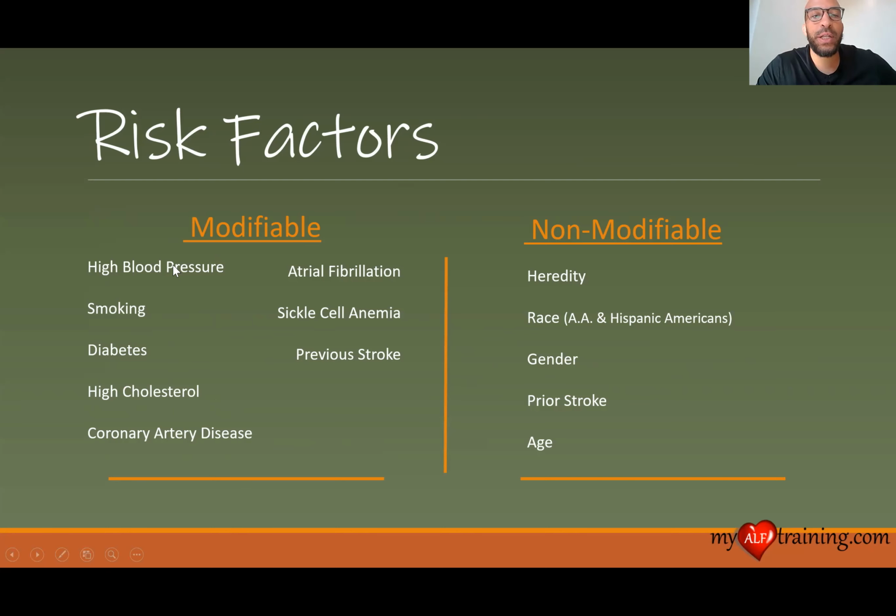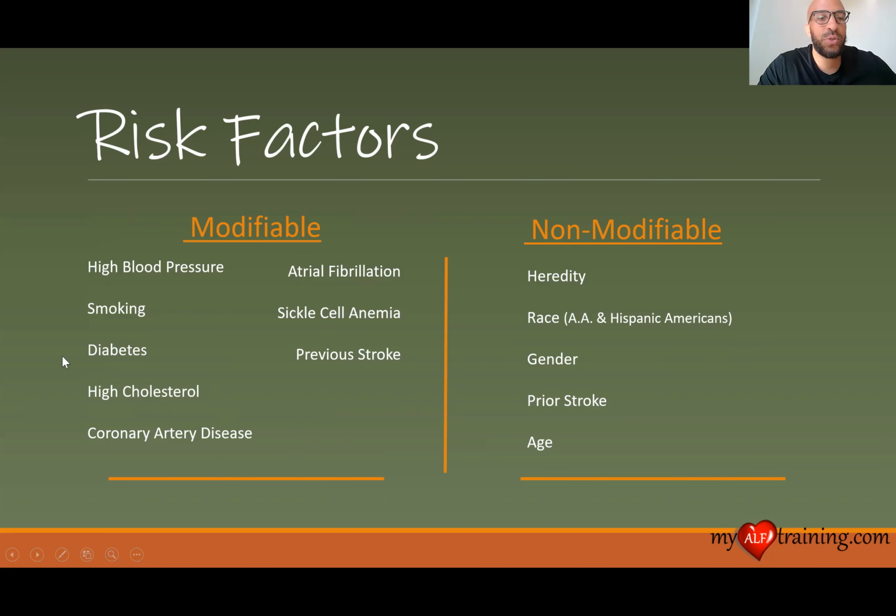So high blood pressure, atrial fibrillation, smoking, diabetes, high cholesterol, coronary artery disease. And if they have had a TIA or a previous stroke, it increases their risk factors tremendously as well. So these are the risk factors that you want to pay attention to.